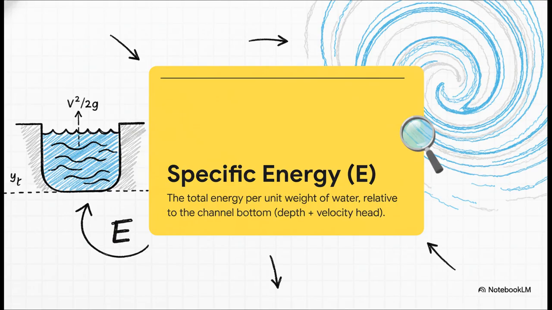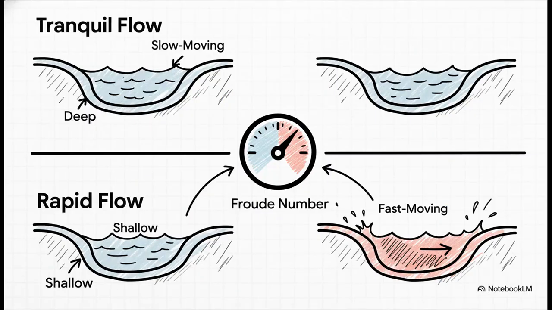All it is, is the total energy of the water at any given point. And it's a combination of two things: its potential energy, which comes from its depth, and its kinetic energy, which is all about how fast it's moving. And just like in pipes, open channel flow has its own two modes. You can have calm, tranquil flow, where the water is deep and moving slow, or you can have wild, rapid flow, where it's shallow and moving fast. The switch that tells us which state we're in is called the Froude number, a clever little value that compares the speed of the water to the speed of a wave.